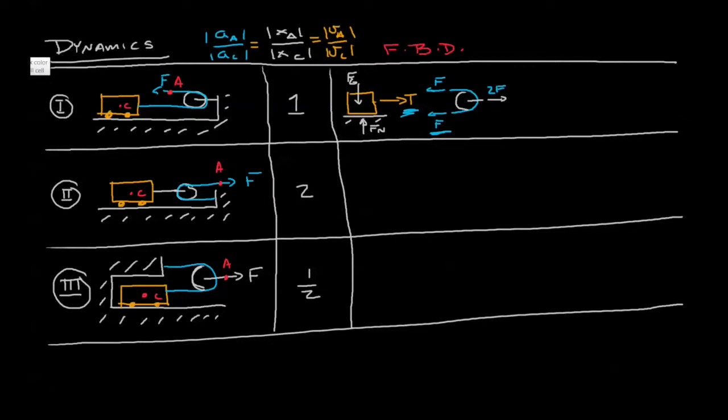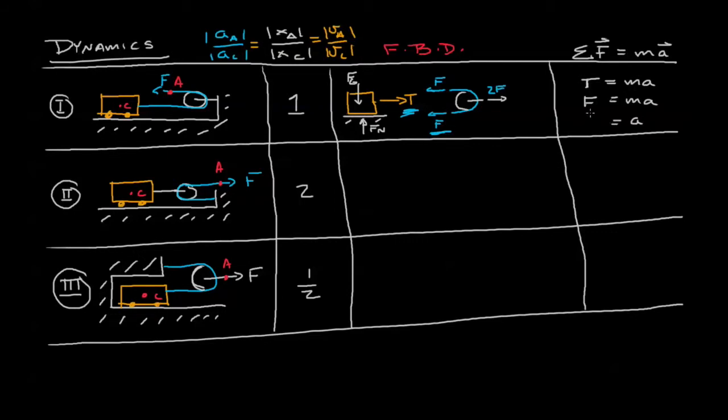Our final step is to write the equations of motion now that we have our free body diagram finished. And that's going to be, as always, the sum of the forces equals the mass times acceleration. Since we're only dealing in horizontal components, I'm not going to write everything as vectors. So let's write the equation of motion for the cart. We see that T, the tension in the rope, equals the mass times acceleration. We know T equals F, so F equals ma, or if you wanted to write acceleration by itself, acceleration equals F over m.